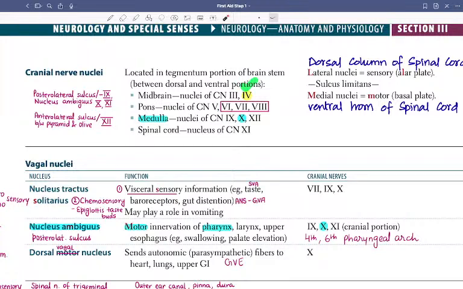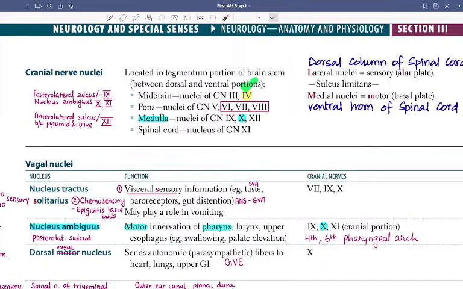That's why sixth, seventh, and eighth were at the pontomedullary junction, medial to lateral. Sixth, seventh, eighth. We saw how the eighth also had two branches, vestibular and cochlear. There was fifth also, but fifth was a bit higher up, while sixth, seventh, eighth were at the pontomedullary junction.